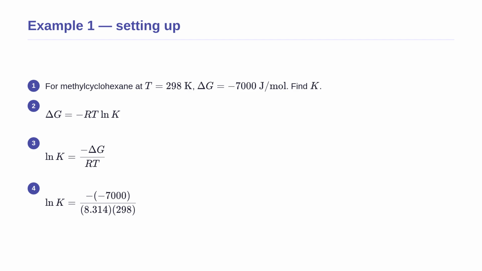Now that we have our formula, let us see this with a concrete example. For methyl cyclohexane at room temperature, 298 Kelvin, the free energy difference is negative 7,000 joules per mole. We need to calculate the equilibrium constant, K. We start with our standard thermodynamic equation. To prevent errors, we first rearrange the formula algebraically to isolate the natural logarithm of K. Then, we carefully substitute our specific values into the rearranged equation, keeping a close eye on the negative signs.